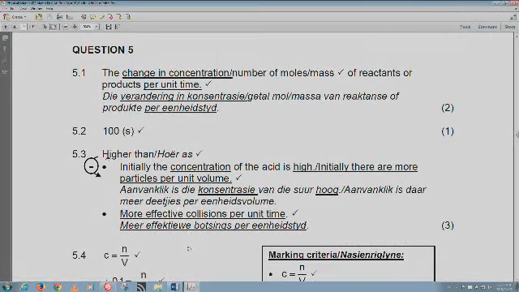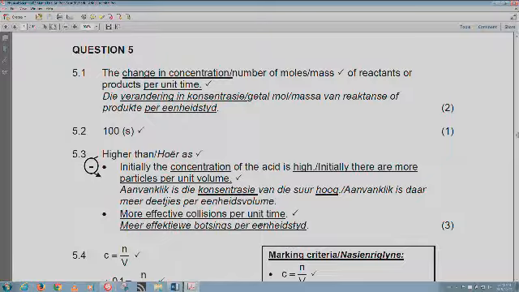5.3 there: the learner must say higher than to get the first mark, and then to get the 2 marks of the reason, this answer must be higher than. If the learner says lower than, then it's 0 out of 3. Then for the first mark of the reason: initially the concentration of the acid is high, for 1 mark, or initially there are more particles per unit volume. That's the first mark. And then there will be more effective collisions per unit time.